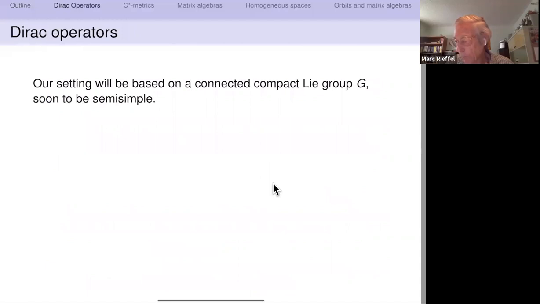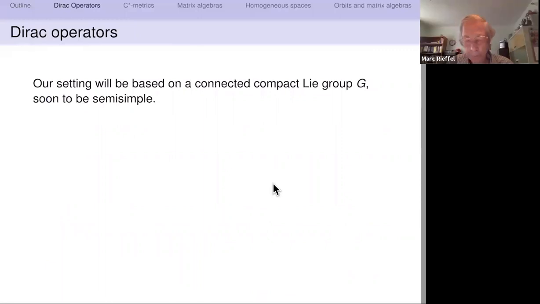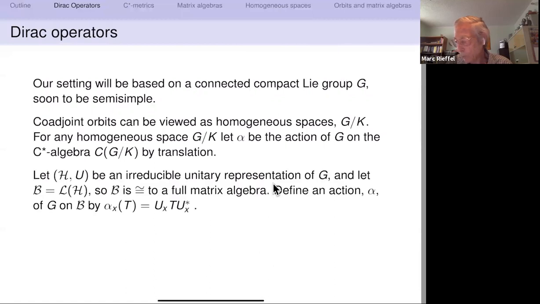So anyway, everything will be based on a connected compact Lie group, very soon assumed to be a semi-simple Lie group, and that group will be fixed for the talk. So just think of SU2 or SUN or orthogonal groups, and so on, as the underlying group, but I won't change the group during the whole talk. And coadjoint orbits can be viewed as homogeneous spaces, so G over K. I'll indicate how that works, and we have an action of the group on the homogeneous space by translation.